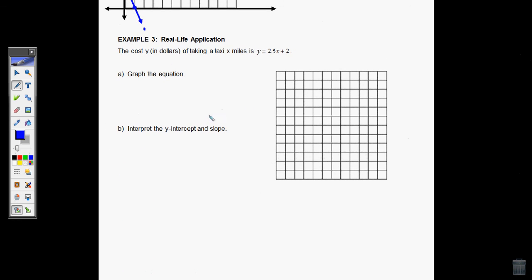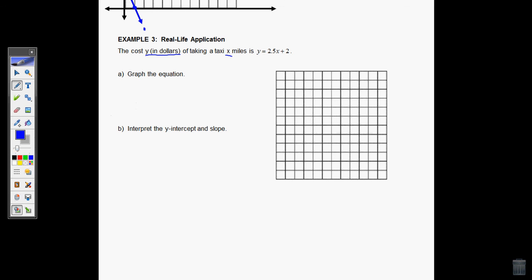So now let's look at an application problem, and we're probably going to have to graph again using that method. So we have the cost y in dollars of taking a taxi x miles and an equation that represents it. So y is the cost, x is how many miles you're going. Okay, so cost related to how many miles. We want to first graph it.